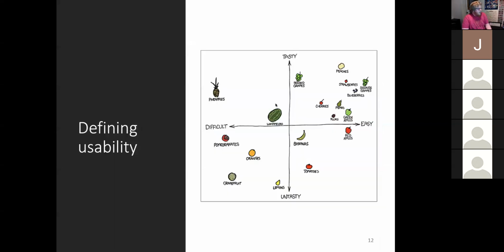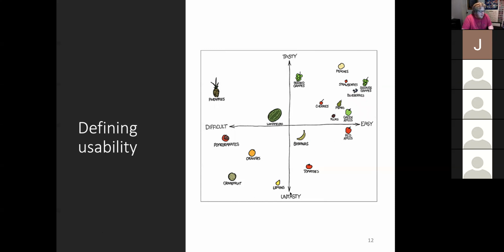All right, so we can define usability in terms of fruit. We'll look at tasty and untasty, and then easy and difficult. So seedless grapes are both tasty and easy to eat. Peaches are also tasty and easy. Pineapples are tasty, but much more difficult to eat. They're much less usable. You can't just go to the store, buy a pineapple, and crunch into it the way you can an apple or a peach. You actually have to take the time to eat it properly.